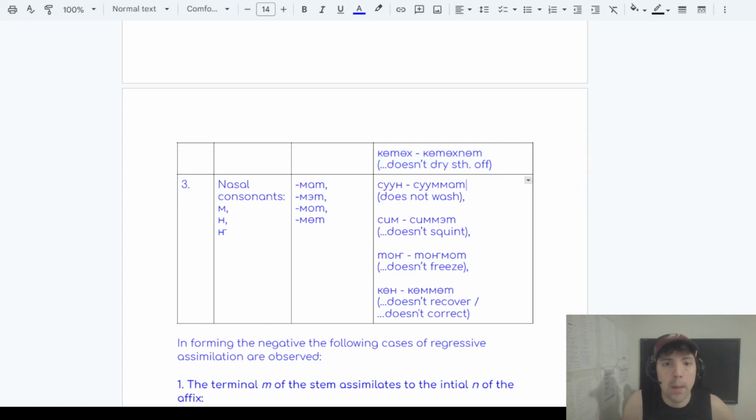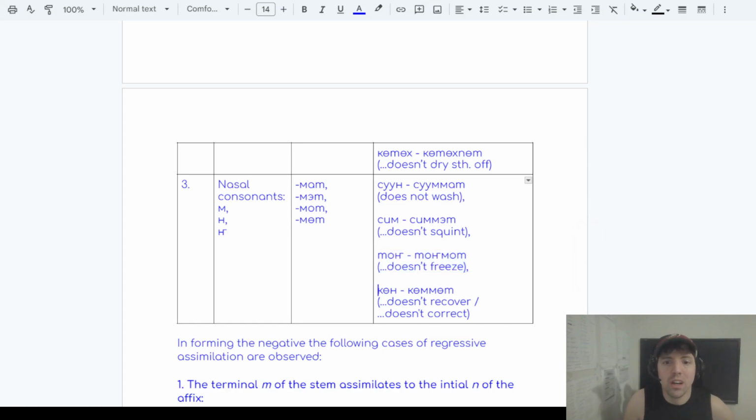After the nasal consonants m, n, or ng, we are going to add mat, bit, bot, but. Remember, in the handwriting form, the pointy M is the M, and the rounded M, quote unquote, is the T sound. So they start with an M, end with a T. All right. Soon, to wash. Somat, doesn't wash. Sim, to squint your eyes. Simet, doesn't squint his or her eyes. Tong, to freeze. Tongmat, doesn't freeze.